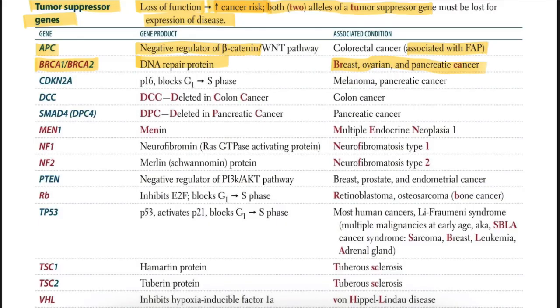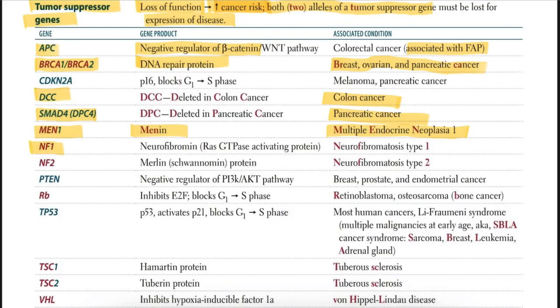In CDKN2A we can see the P16 protein, which blocks G1 to S; the associated conditions are melanoma and pancreatic cancer. Next one, DCC. DCC means deleted in colon cancer, associated with colon cancer. Next one, SMAD4, also called DPC4, deleted in pancreatic cancer, and the associated condition is pancreatic cancer. Next one, MEN1, menin; the associated condition is multiple endocrine neoplasia 1.